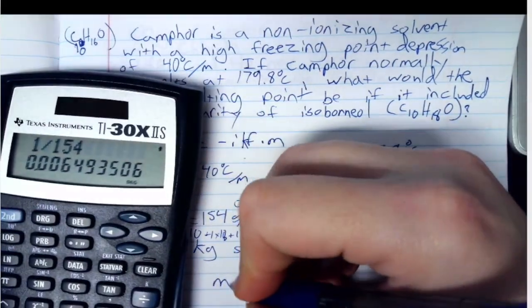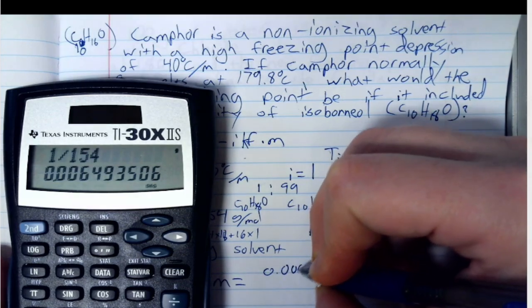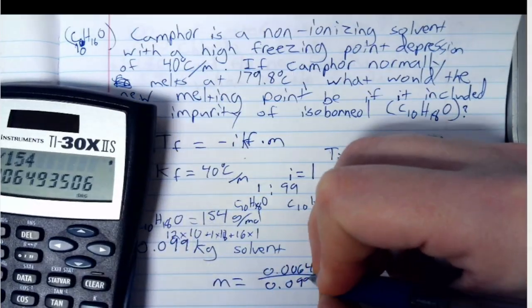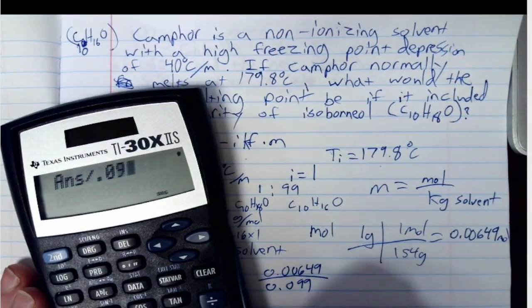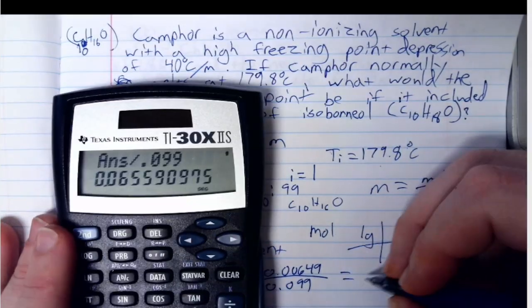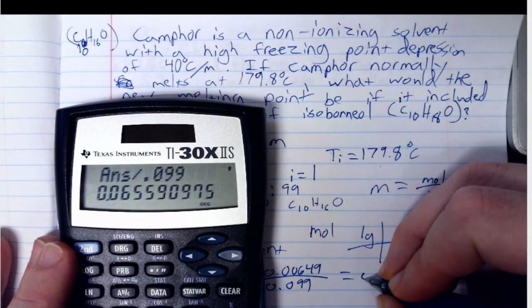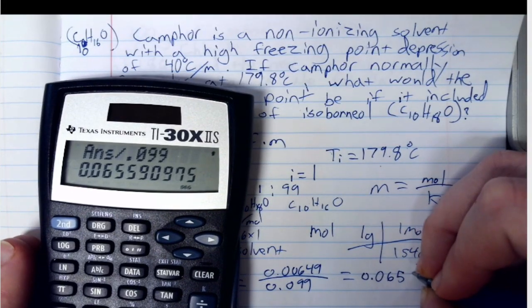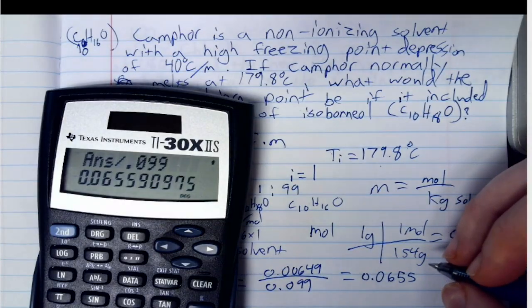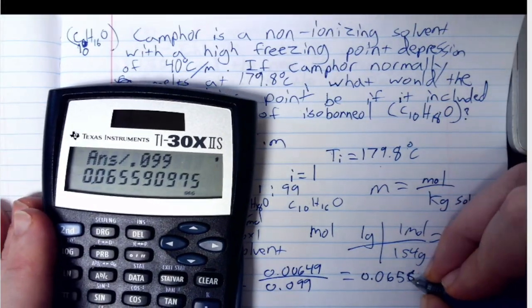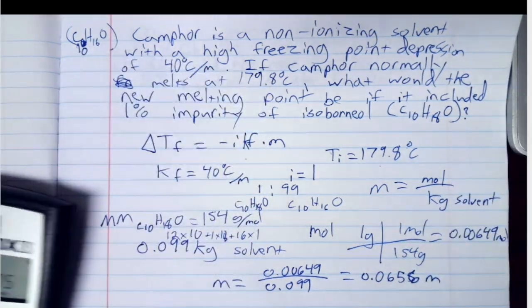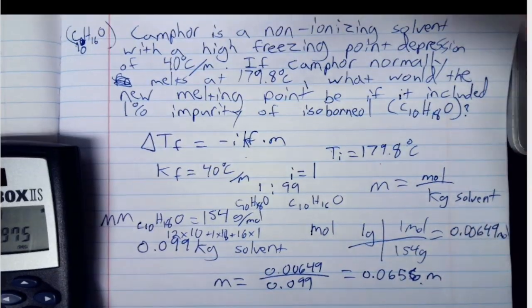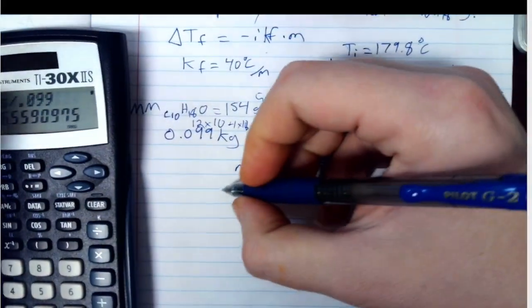Now, our molality is going to be 0.00649 divided by 0.099. You have a molality of 0.0656, well, let's say we'll round it to 0.0656 molal. Okay. So 1% impurity, percent impurity by mass. So let's keep working.